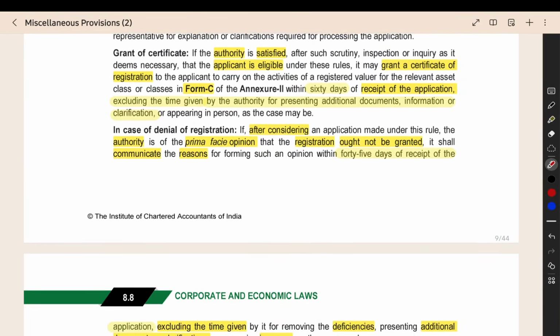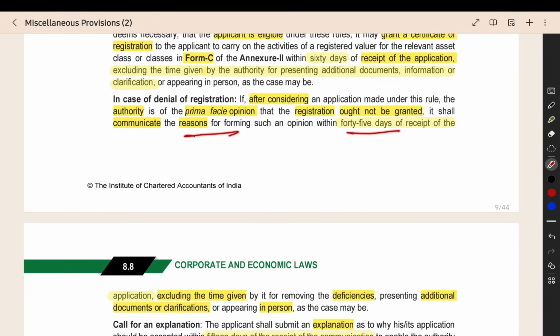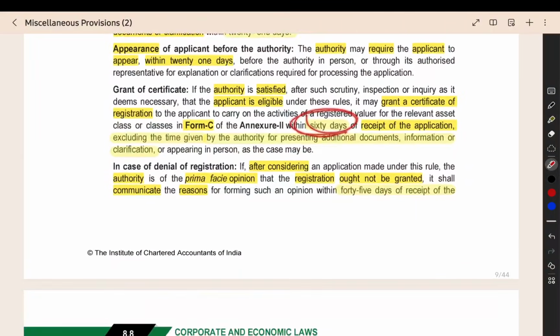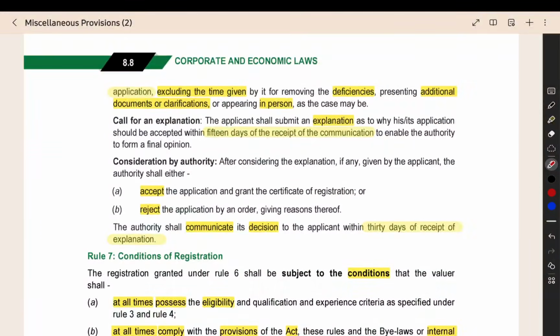Then, if the authority thinks that registration should not be given, they should communicate the order along with the reasons within 45 days. So, 60 days is the preliminary timeline, and 45 days is the time for communicating the rejection. Then, the applicant can submit an explanation. They can submit additional things, like saying I want to get the registered valuer certificate. You can give that explanation within 15 days.